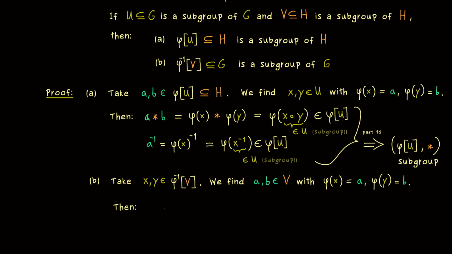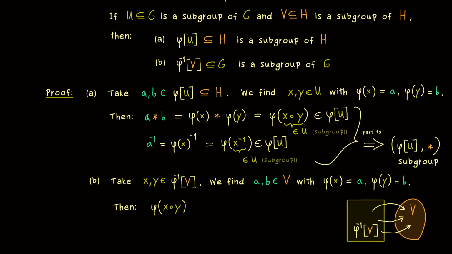And now we want to show that X binary operation with Y is also an element in the preimage. This means we simply have to check if phi of this element also lies in V. Again, this is simply the definition of the preimage. Every element that is sent into this set V has to lie in the preimage. Therefore, in the calculation, we don't have to do much.